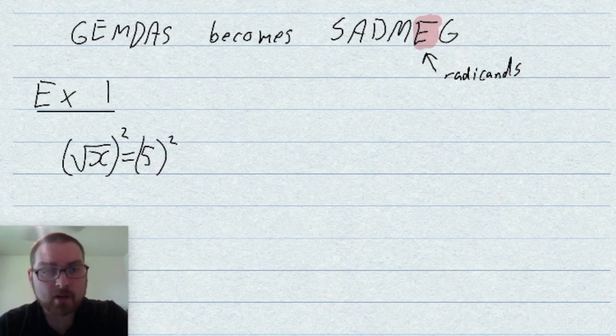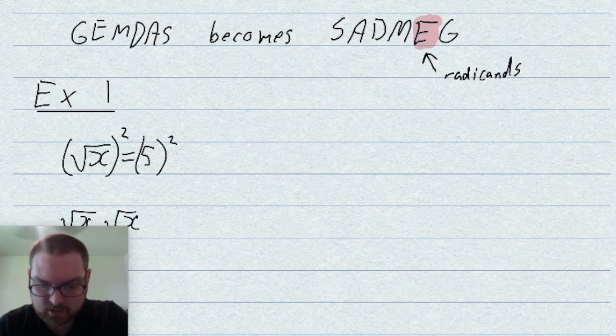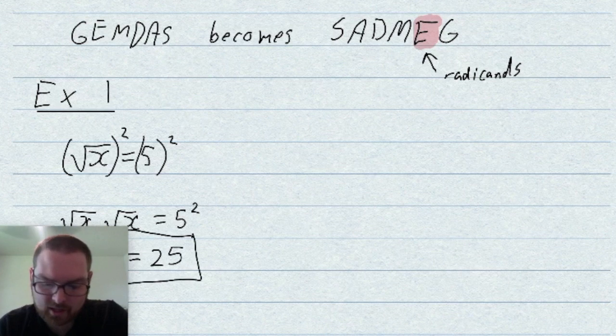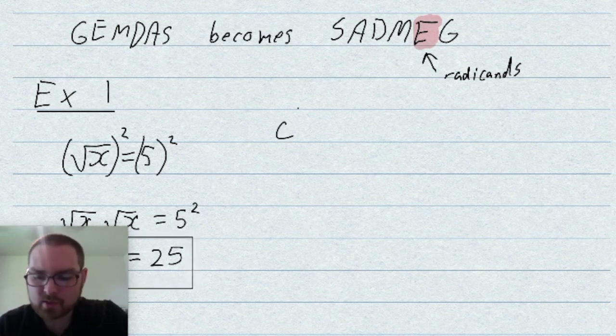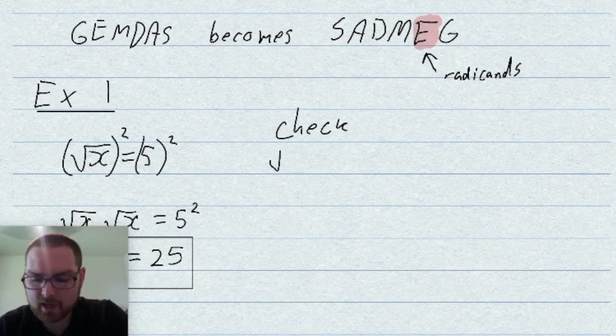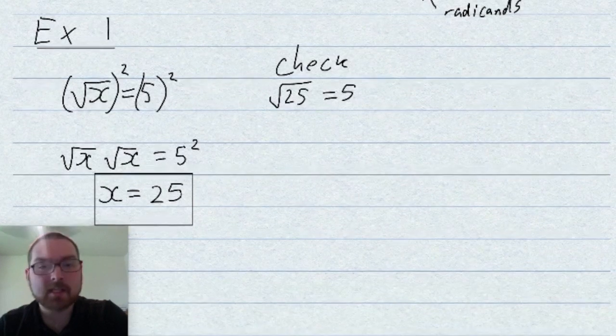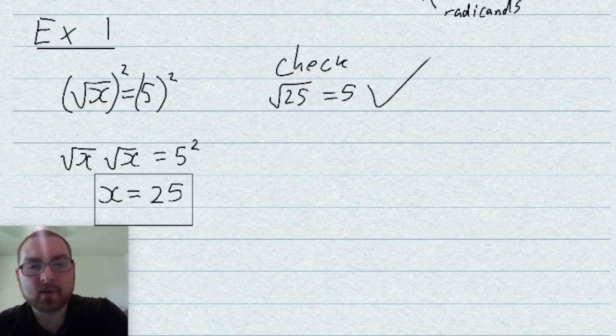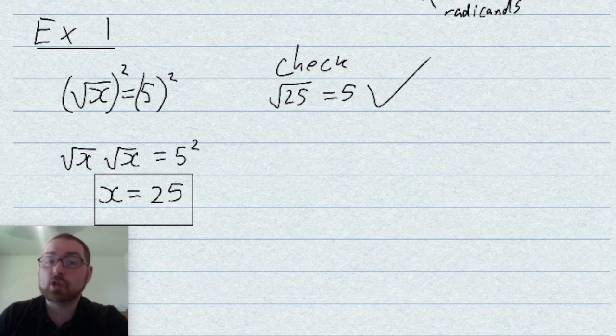Well, when you square a square root, that means square root x times square root x, which would just be x. This would be x is equal, 5 squared is 25, and I have my answer. And you always do a check. So we check and say if I put it back into the original equation, is the square root of 25 equal to 5? Yes, it is. That checks out. So that's what we're doing with these equations. Let's take a look at another example from your book.